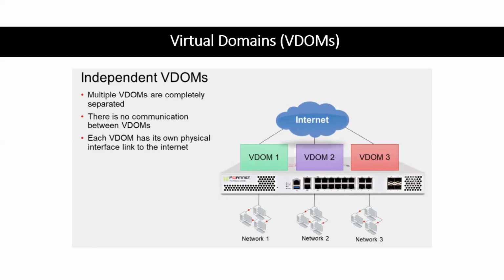They're all connected to the internet. We don't see any connections between them. They're just connected straight to the internet, so there are no inter-VDOM links. So no traffic between VDOMs is going to be possible unless it physically leaves the FortiGate, goes to the internet, and then comes back.